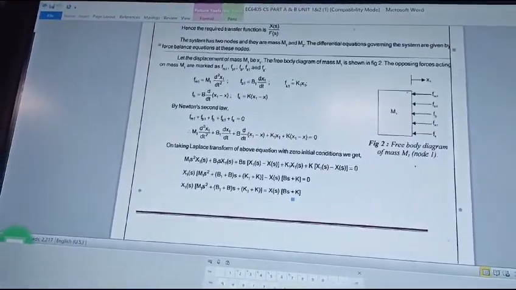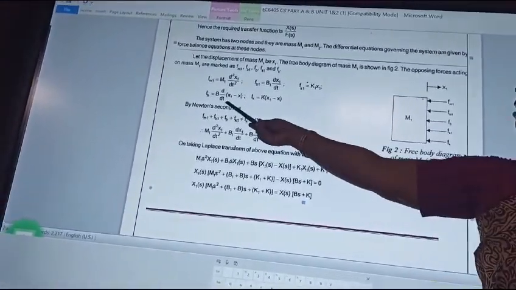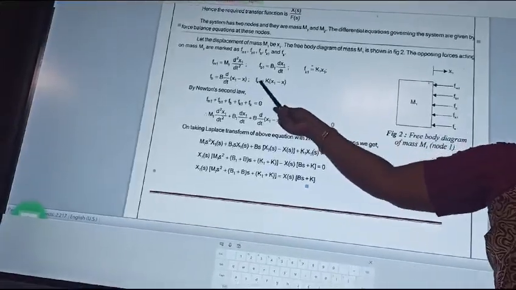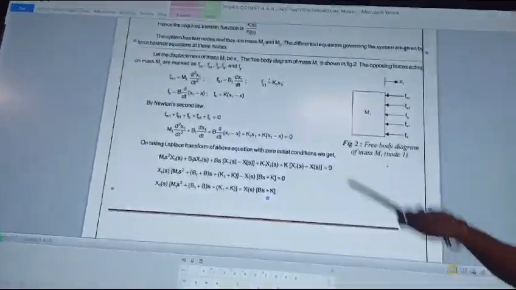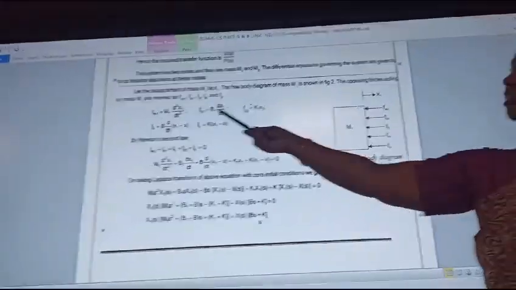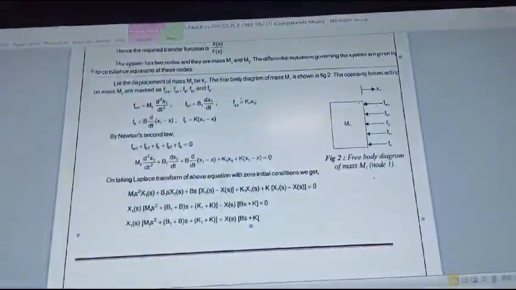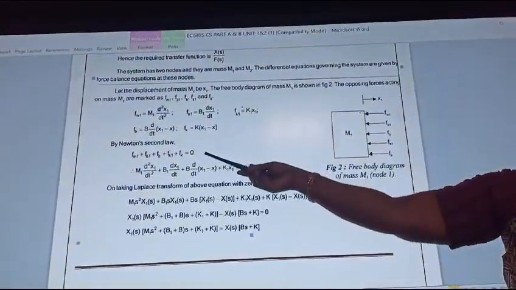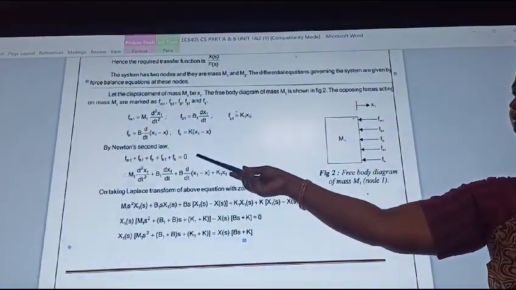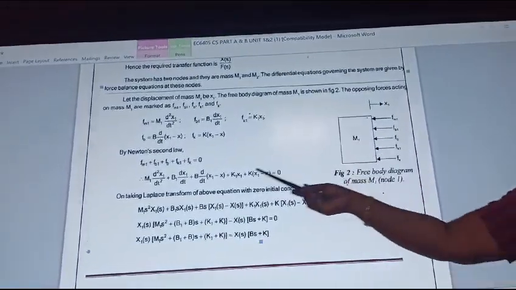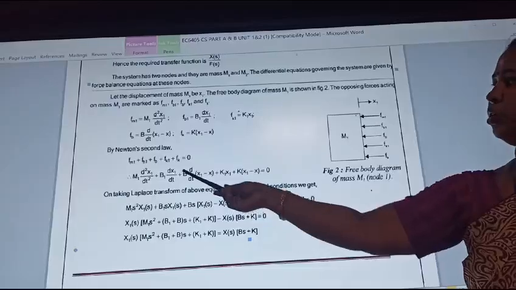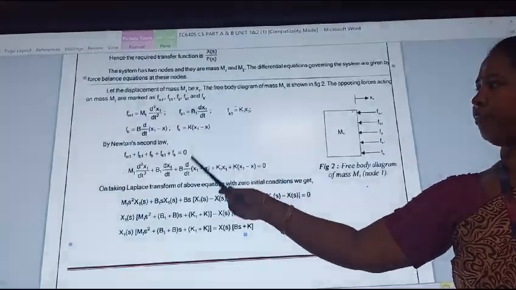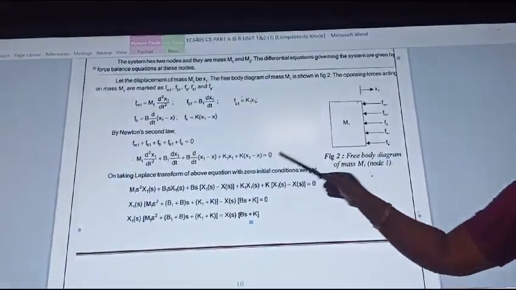You can see here, since B and K are both connected in between, they are going to suffer two displacements, x1 minus x. The other three are connected only to mass 1, so they suffer only one displacement. According to Newton's second law, there is no force applied, so the sum of all the opposing forces equals 0. Add all of these and equate to 0.